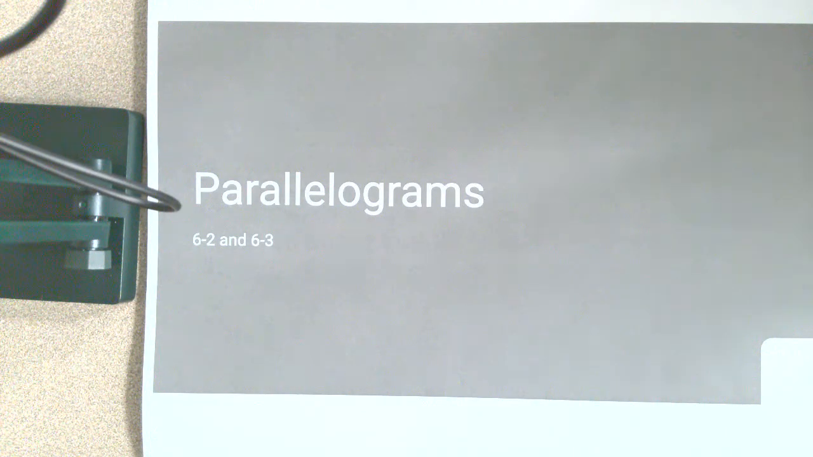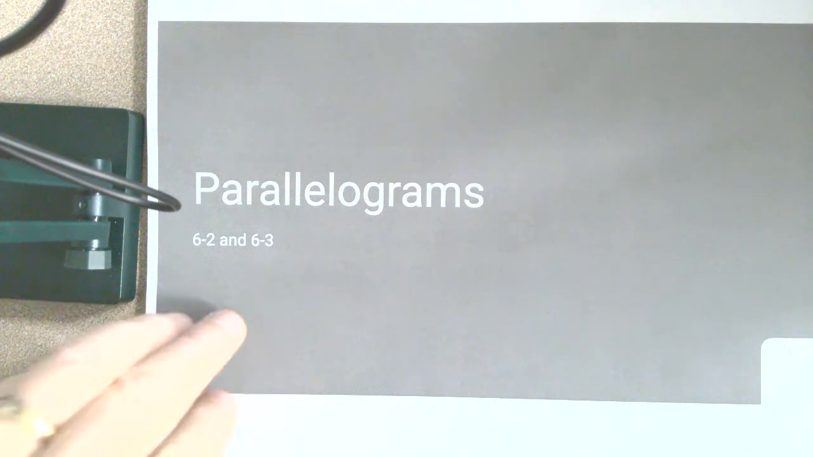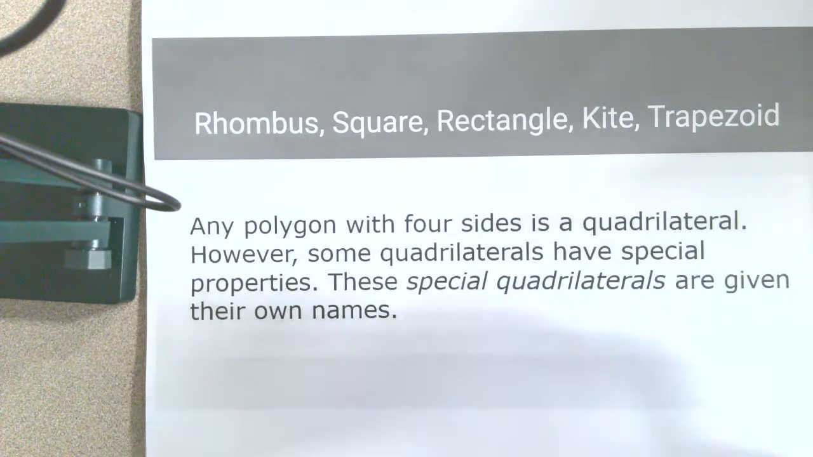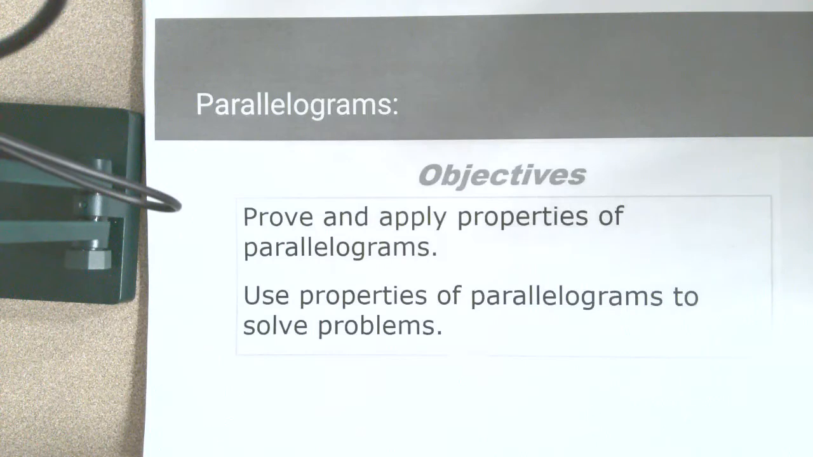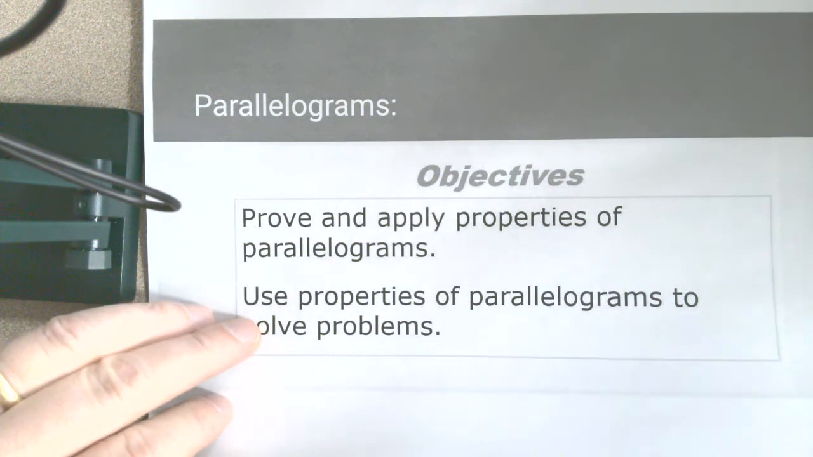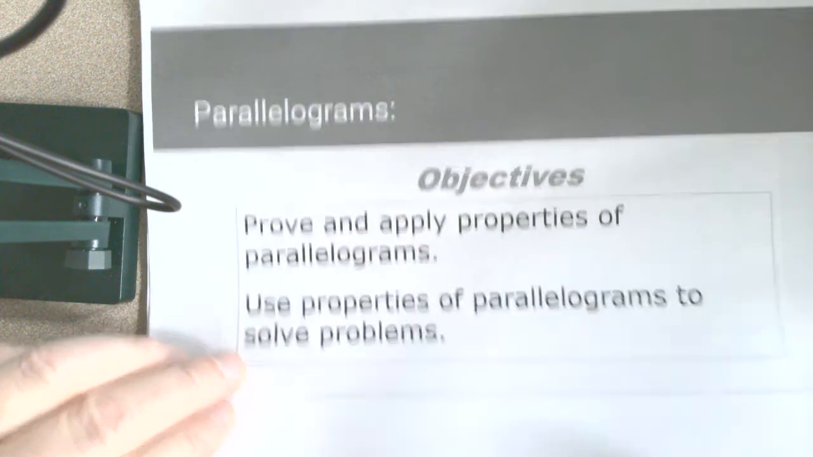If you look at the ceiling, we've got squares up on the ceiling tiles. Those would also be considered parallelograms. And you're going to see here in just a minute why we can consider those parallelograms. So let's go to our first slide here and talk about our objectives, what we're going to be doing today. We're going to be proving and applying the properties of parallelograms, and then you're going to use the properties to be able to solve some problems within this lesson.